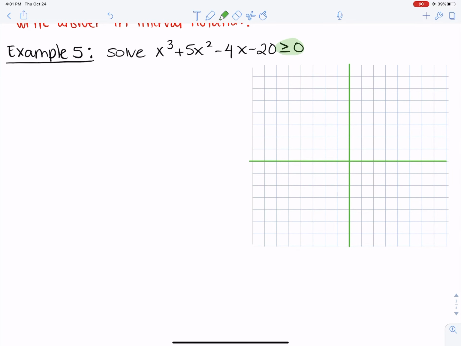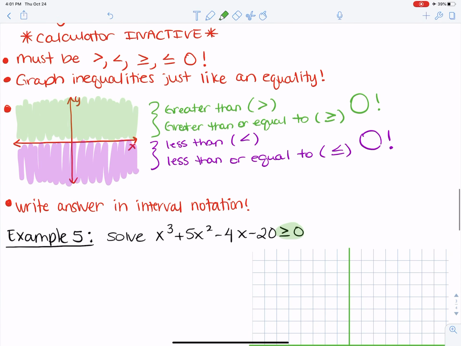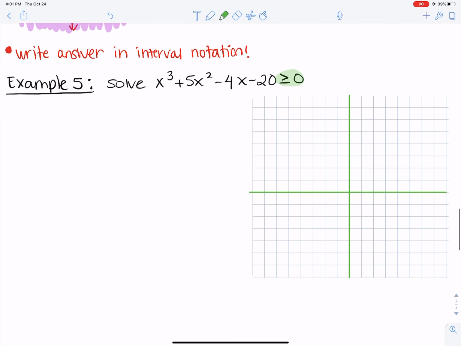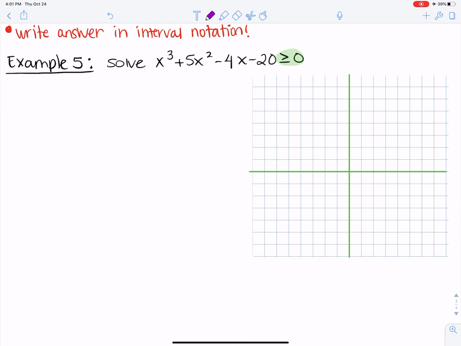And so we're going to be looking for the part that's on top, which I highlighted in green as well. So let's figure out what's the first step after that, though. We've got to graph this inequality. We're literally going to graph it like a regular old equality. So we need to figure out what are the zeros.